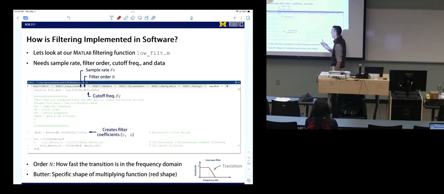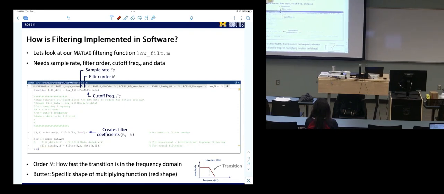It's really common for these filtering functions to return to you filter coefficients. So that's what's happening here. It's using a function called butter. What does butter do? What is butter? Butter returns to you a set of coefficients that define the filter. Filters can be defined all sorts of ways. Butterworth is a specific shape of this curve, that red shape. There's lots of shapes, Bessel filters, yeah.